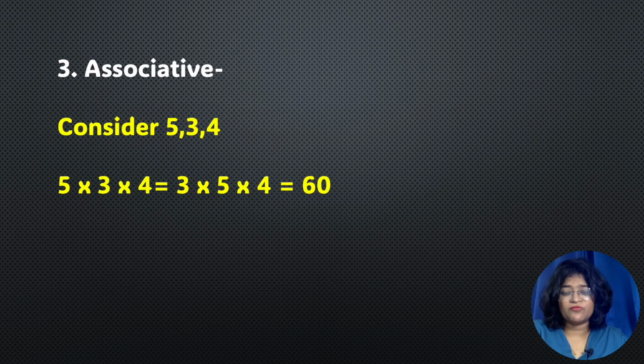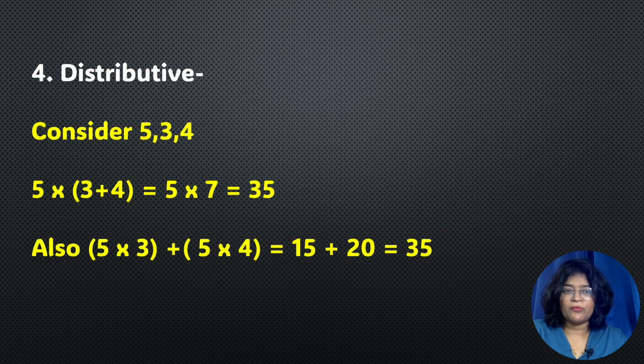The associative property. Consider the numbers 5, 3 and 4. 5 into 3 into 4 is the same as 3 into 5 into 4, which is 60. The distributive property. Consider the numbers 5, 3 and 4. 5 into (3 plus 4) is equal to 5 into 7, which is 35. Also, 5 into 3 plus 5 into 4 is equal to 15 plus 20, which is 35. You can distribute it and it will be the same.